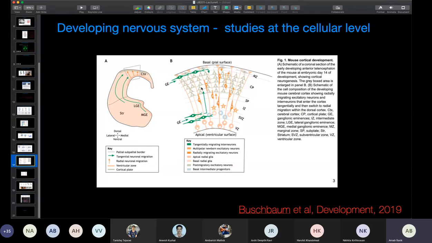There are similar mechanisms also in the rest of the brain. Using this as a model, we try to understand how a cortical circuit is assembled, and hopefully these mechanisms are conserved across other brain regions.